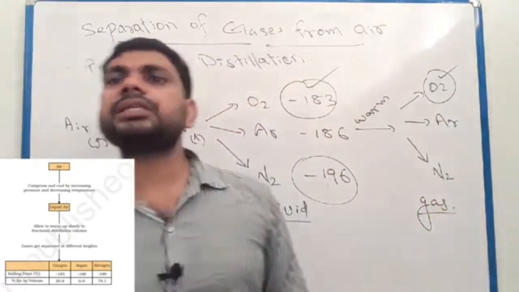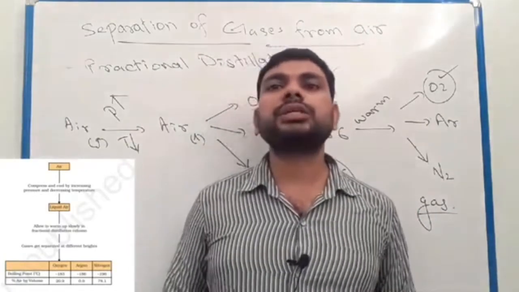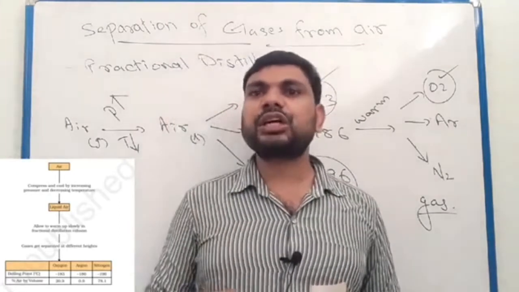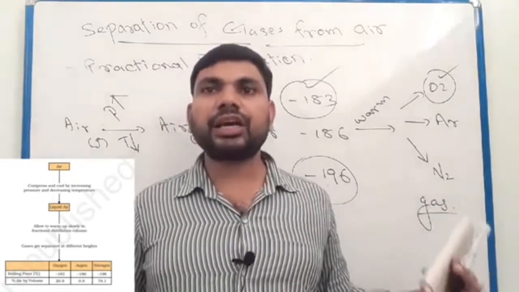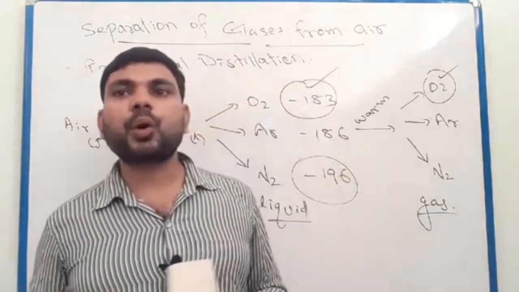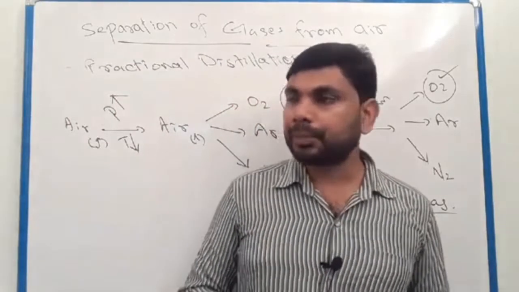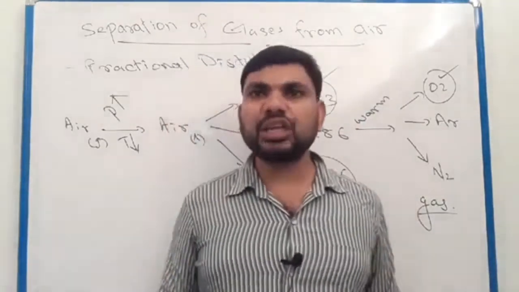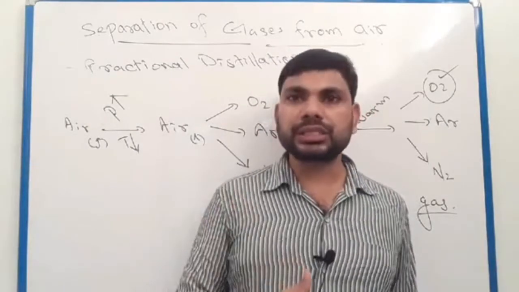So this method is called fractional distillation. Why do we use fractional distillation here? Because the different components of the mixture have boiling points close to each other, not much difference in their boiling points. So we say this process is fractional distillation. And here we have to apply very high pressure and very low temperature, then only can air in gaseous state change to air in liquid state.